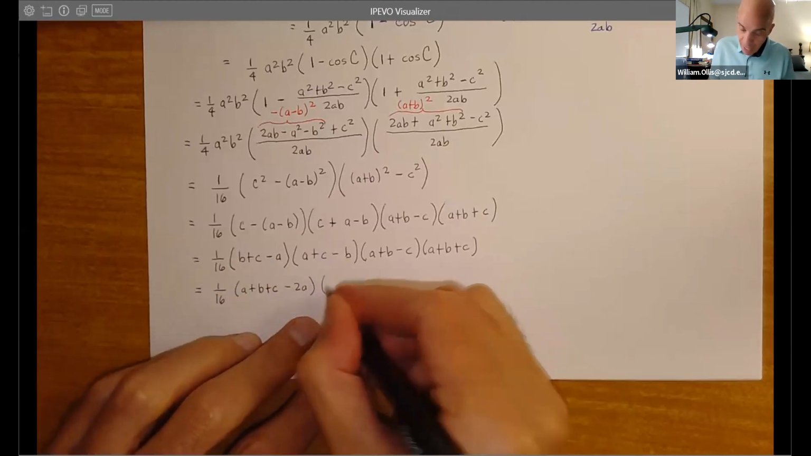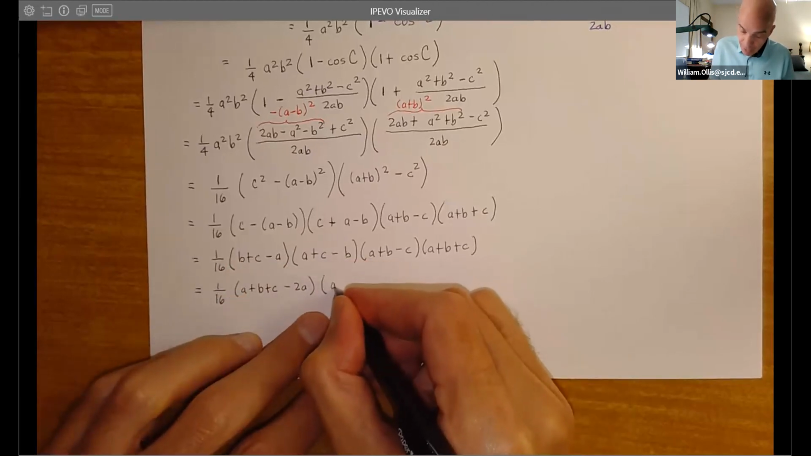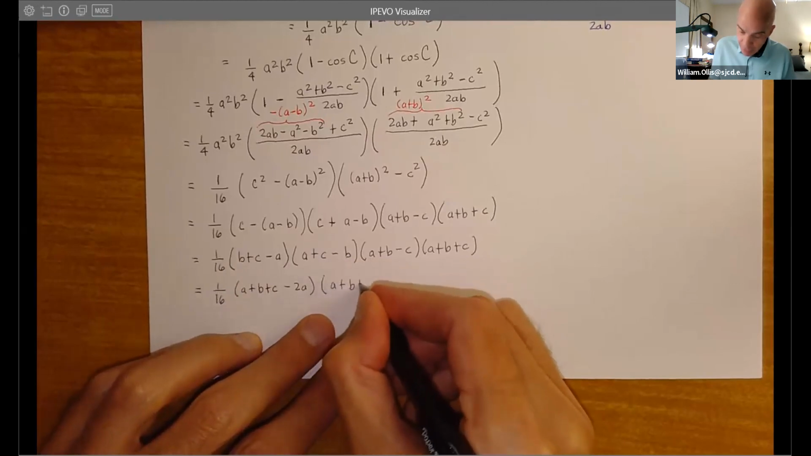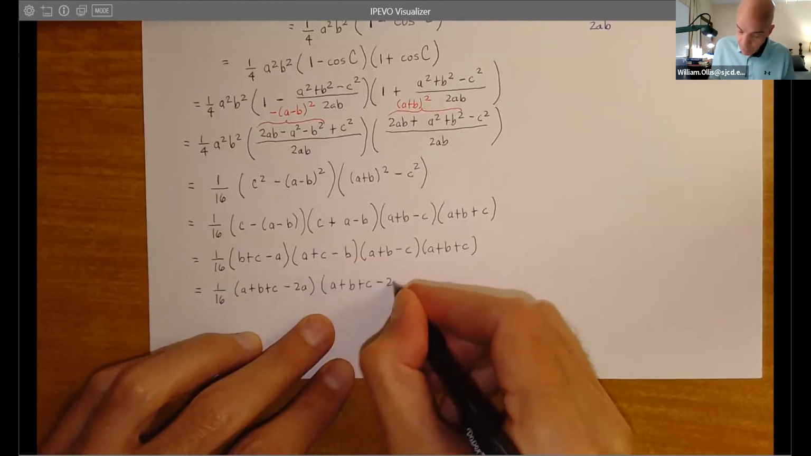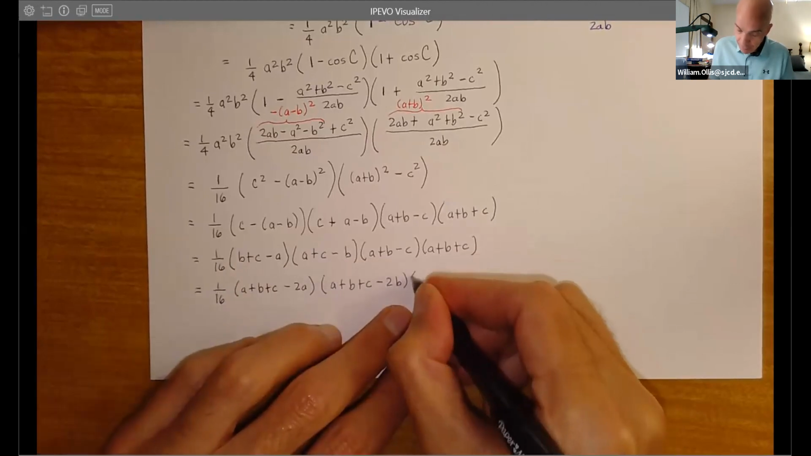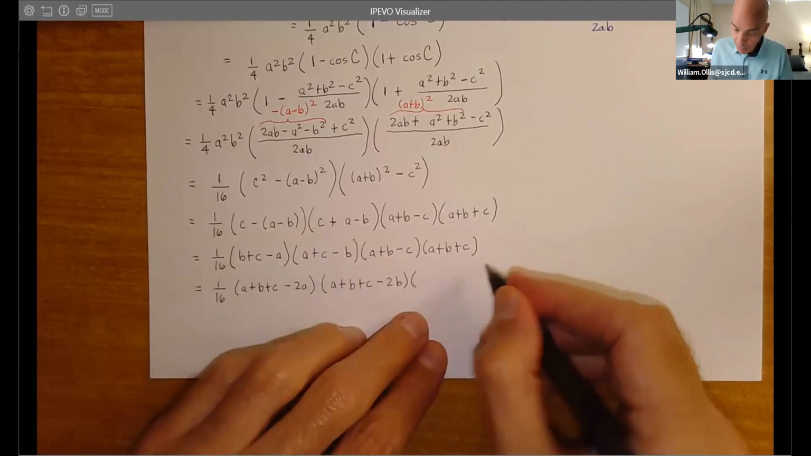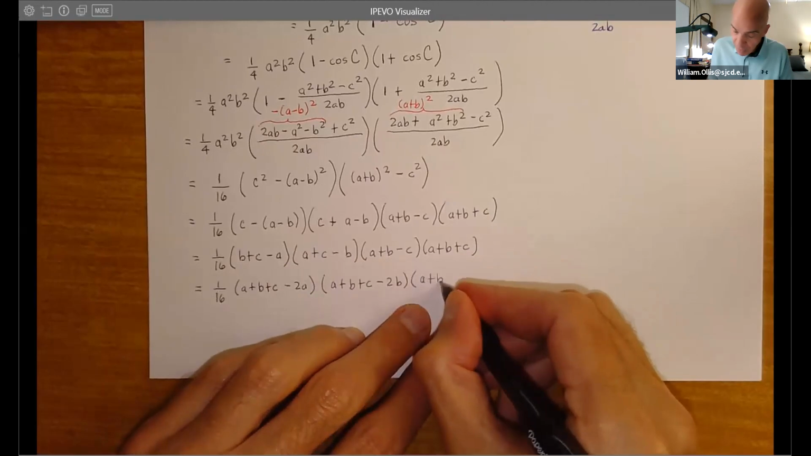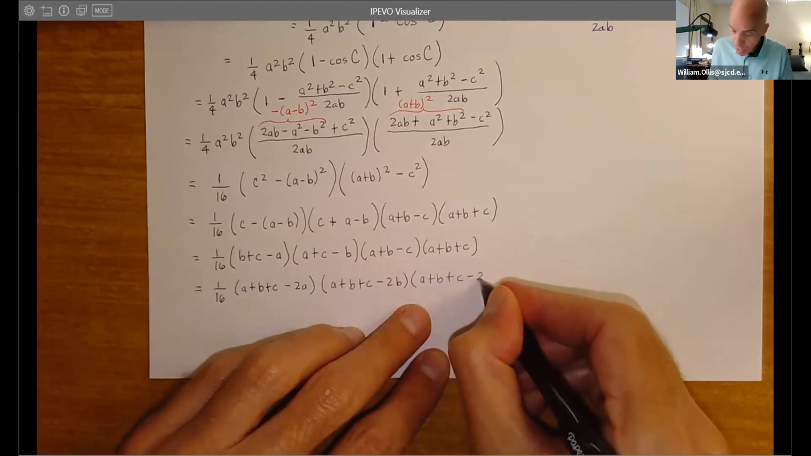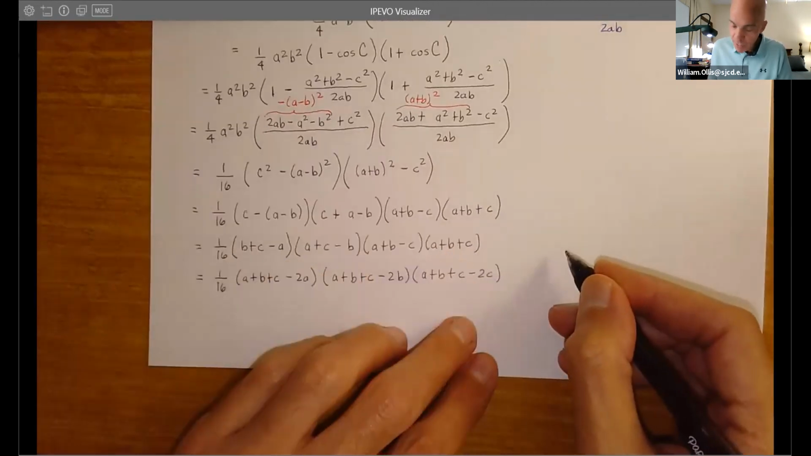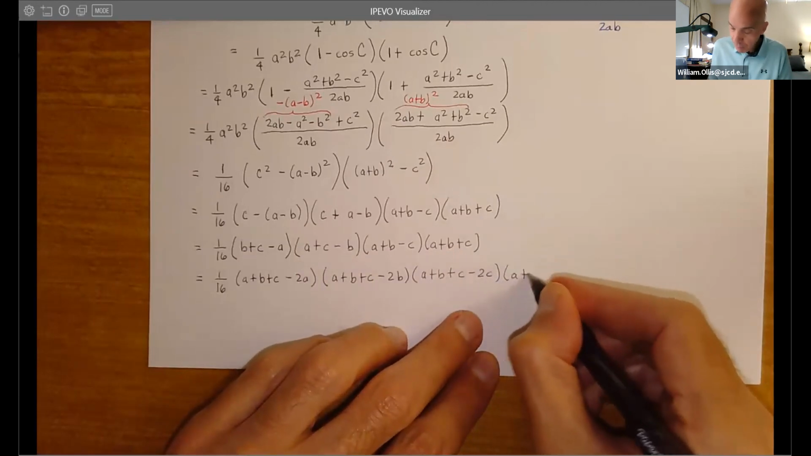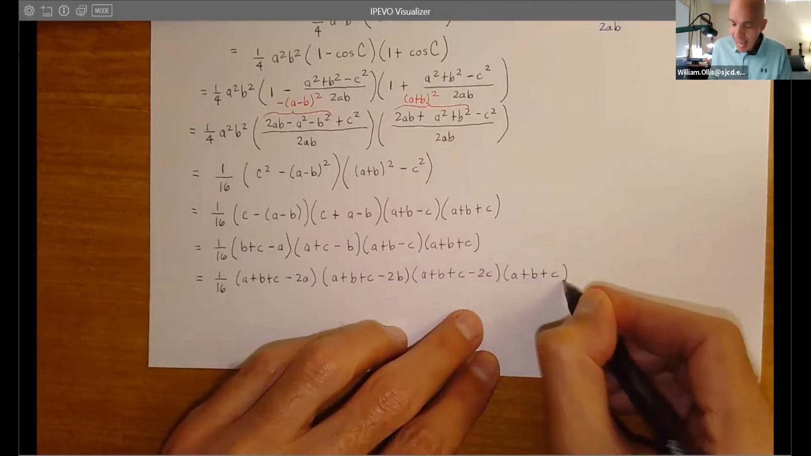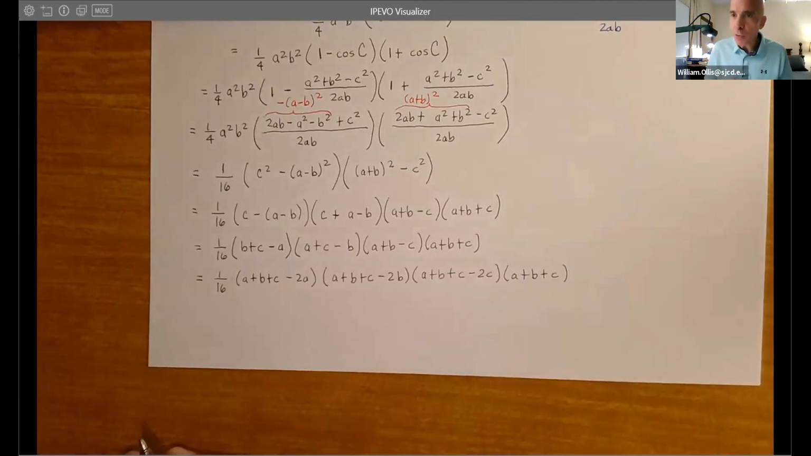Do the same here, add and subtract b. A plus b plus c minus 2b. Here, add and subtract c. A plus b plus c minus 2c. And then, of course, that's fine. We just leave it alone. So basically, I added 0 to each term. So that doesn't change it, does it?